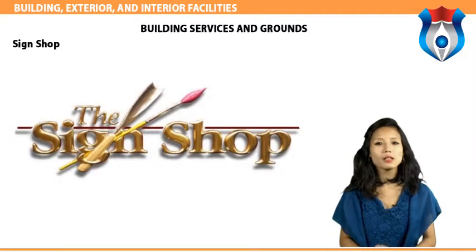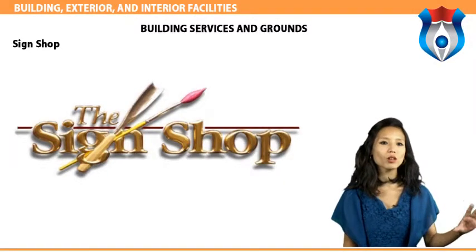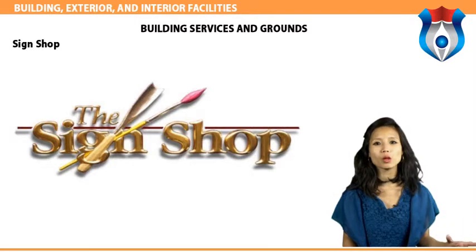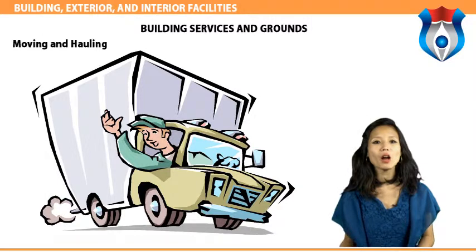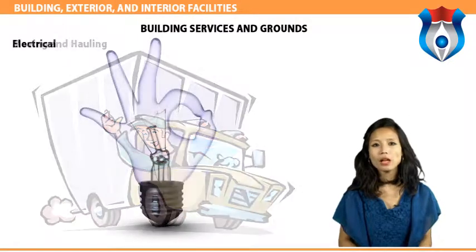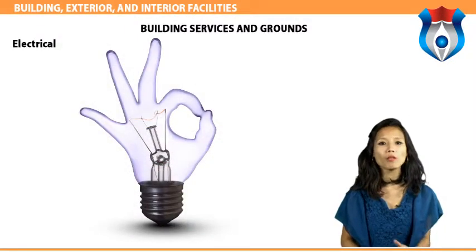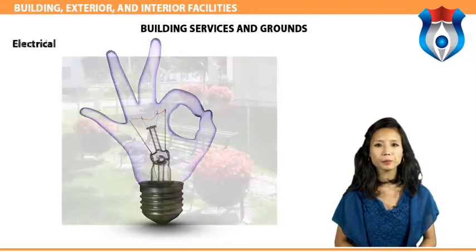Sign shop. The sign shop is responsible for all signage on buildings. This includes exterior lighted building signs, street parking and all interior signage. Moving and hauling. Moving and hauling manages the transport of a wide variety of special items. Moving and hauling is primarily involved in coordinating this work among builders and associated rental properties. Electrical. The electrical shop provides repair and maintenance services for motors, emergency generators, electrical distribution systems and lighting systems.